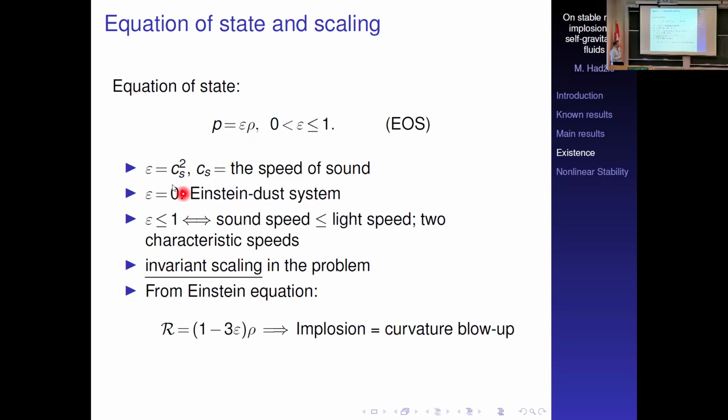If you turn off pressure, you get the Einstein dust system. And one other feature of this particular choice of equation of state is that it's compatible with invariant scaling in the problem. So you can run the same sort of scaling analysis. And moreover, if you knew that somehow the density blows up, that's the implosion blow up, you would infer by contracting the Einstein equations that the curvature also blows up. So it really does correspond to some kind of geometric blow up.